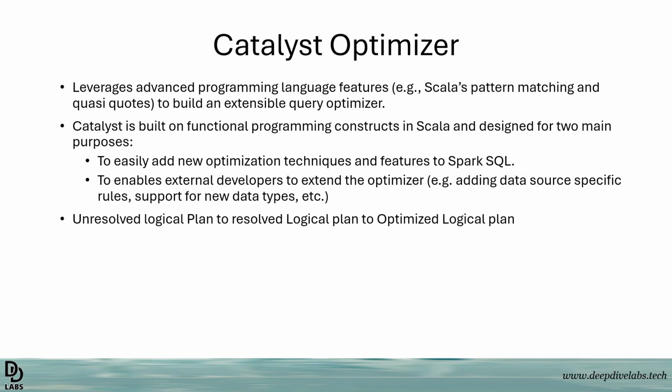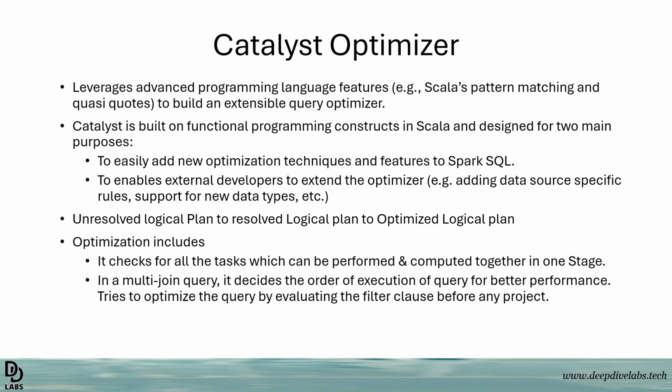As we saw in the earlier step, first an unresolved logical plan is resolved to the logical plan, and then it's further optimized by the Catalyst optimizer into the optimized logical plan. So what does the optimization actually entail? What happens is it checks for all the tasks which can be performed and computed together in one stage.